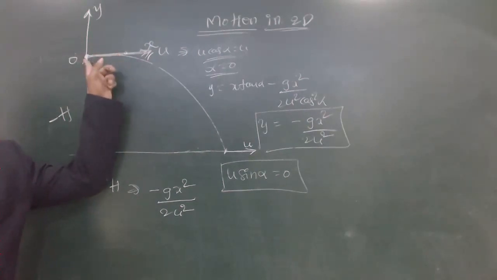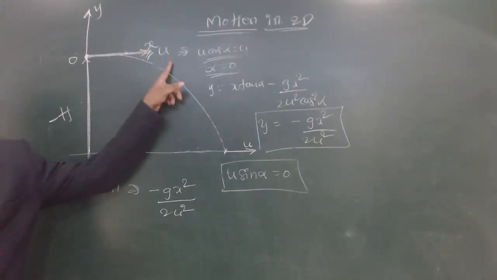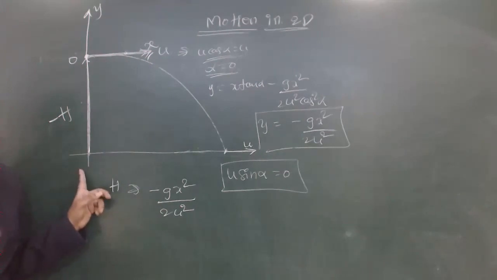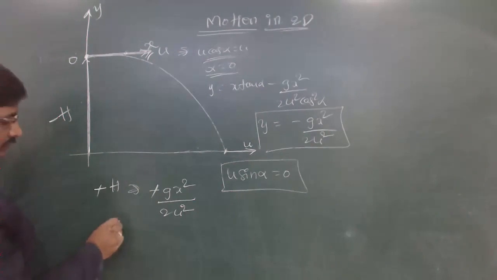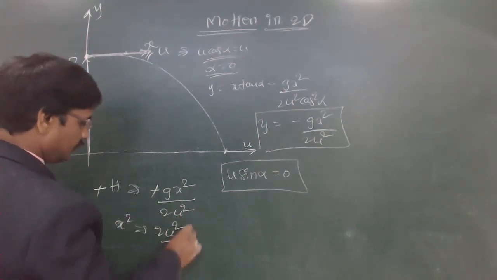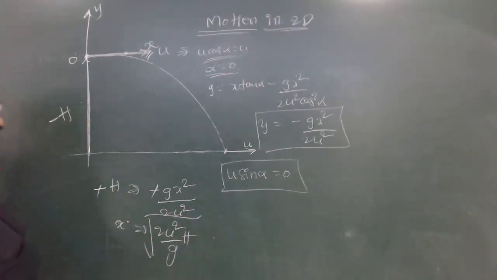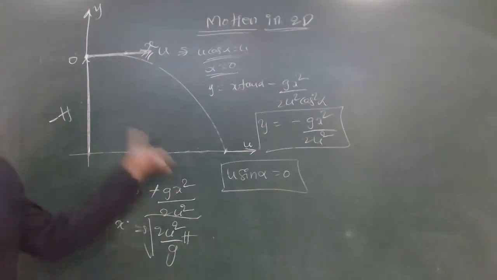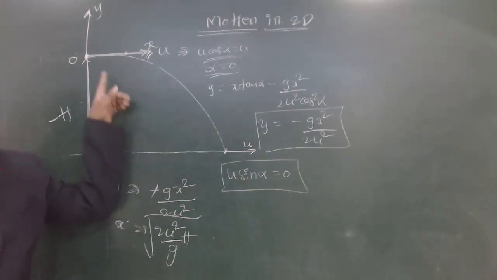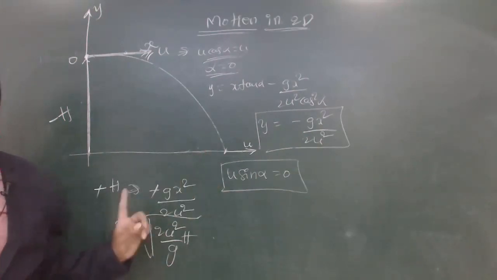So if this is the reference point, this is where we started the projectile with 0 angle and with an initial velocity of u in the horizontal direction. Then this value is going to be minus h, then this is going to be minus, and these two will cancel out, and then x square is equal to 2 u square by g into h. So for the x value, you can take the root of it. Got it? So this value is nothing but the place where the particle travels a height of minus h and hits the ground, which is given by this relation.